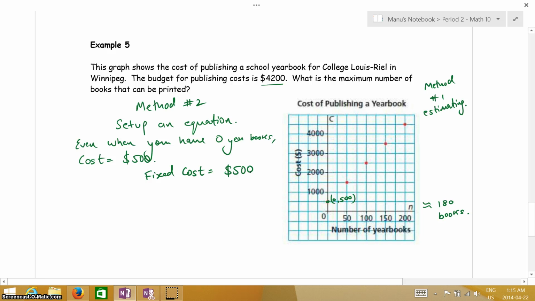So you're going to pay $500 regardless of how many yearbooks you buy. You have to pay that because even when the number of yearbooks is zero, you pay $500. The next thing is I want to see how many yearbooks cost me how much money. Like, what is my rate of change? So I have to calculate the rate of change.